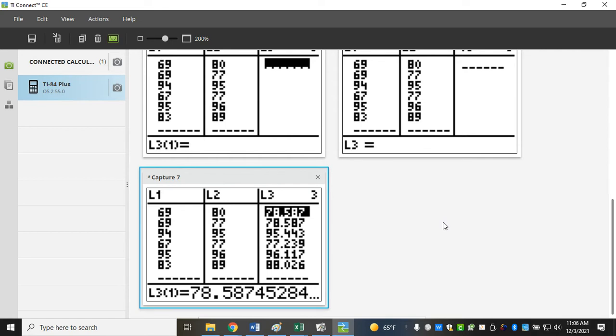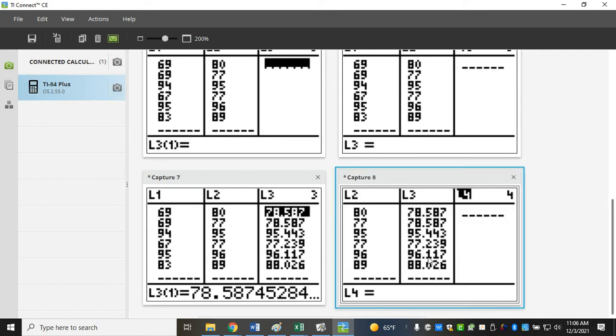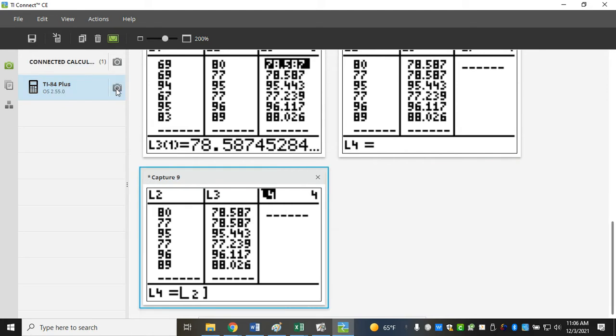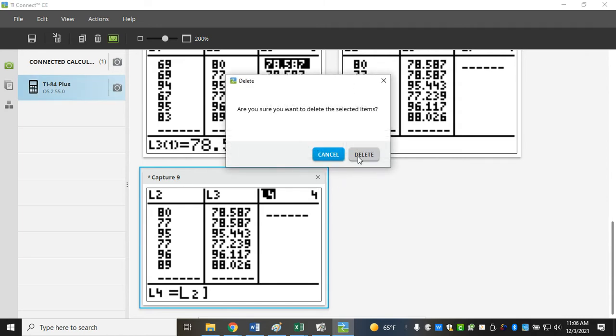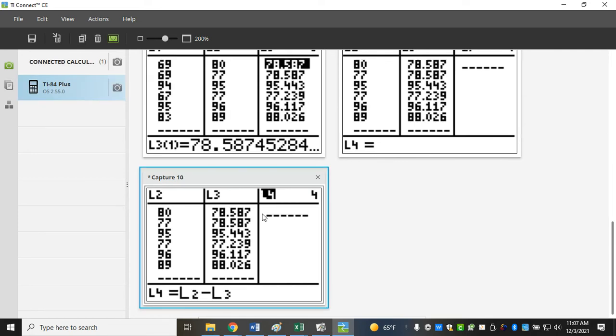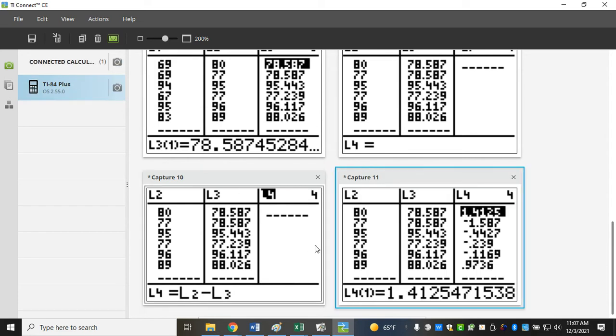So I've got my expected, my predicted in list 3. What do I do from here? Go to list 4. Grab one of those off the top right there. And I want my residuals in list 4. How do I find that? L2 minus L3. Oops, hit the wrong button. L2 minus L3 while I'm highlighted there, hit enter. And so that list is now my residuals.